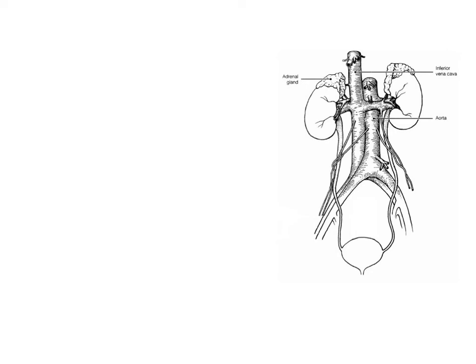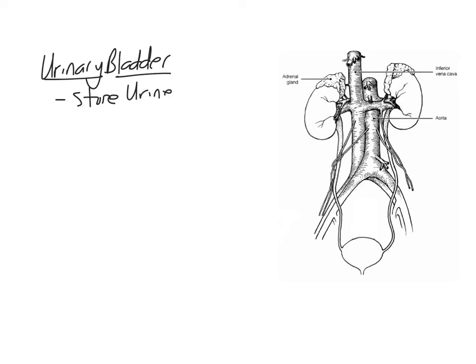The next one is the urinary bladder. The urinary bladder stores the urine, getting ready to release it. It fills up to about 250 milliliters, and that's when some stretch sensors inside the bladder can indicate that it's full, and then it helps so we can release it.